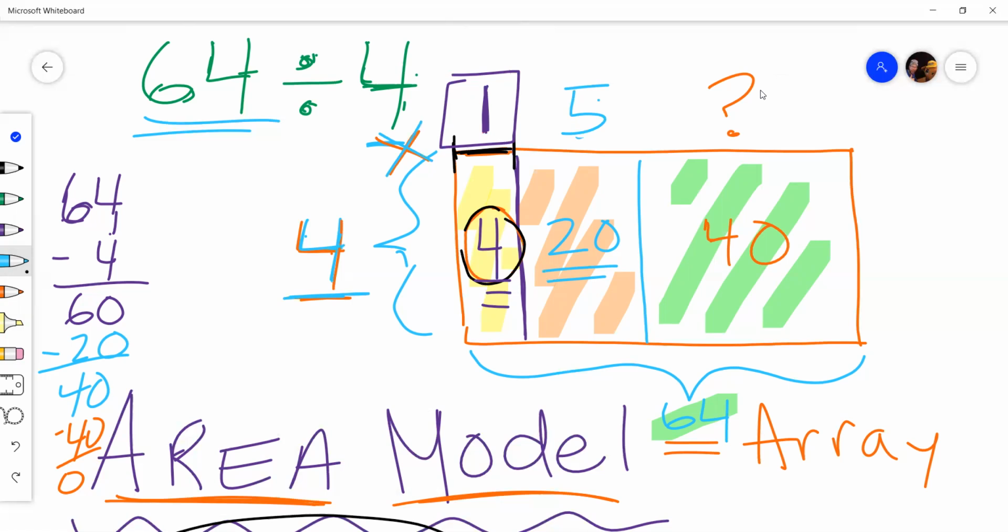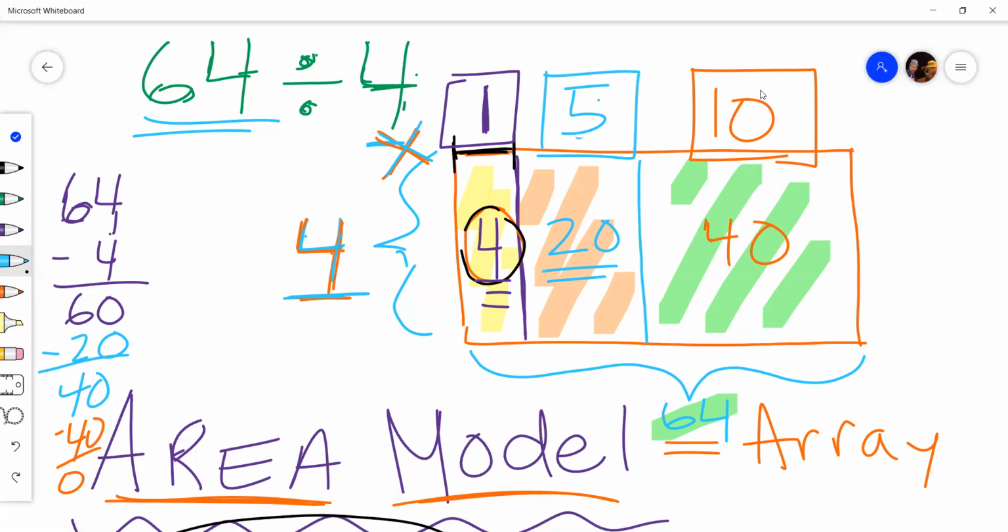Now, last part. 4 times what is going to get me to 40? Well, again, these are math facts I know off the top of my head. And that's why I broke this down. It's 10, right? I broke this down into facts I knew. I made it easier. Instead of worrying about 64, I just broke it into easier parts.